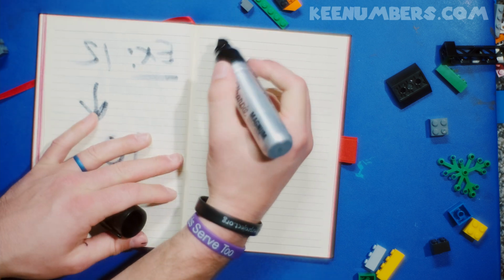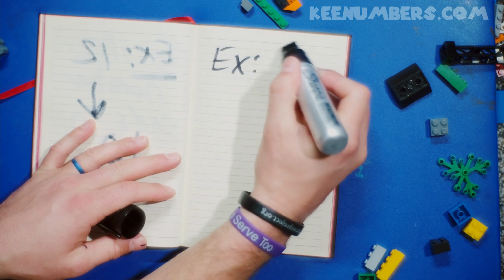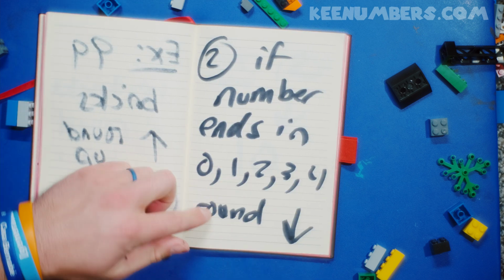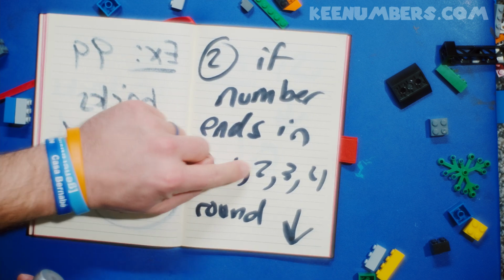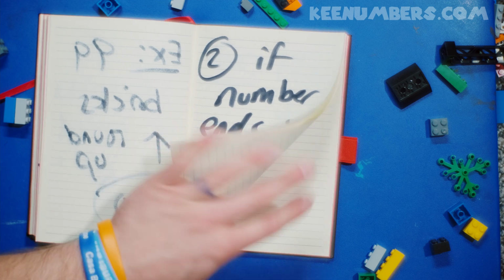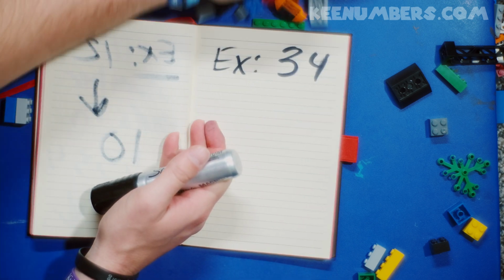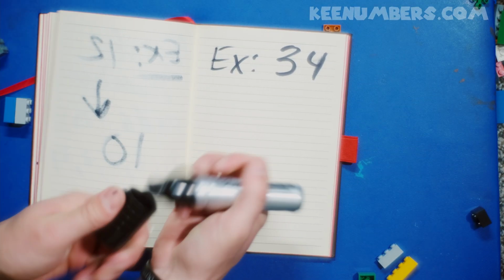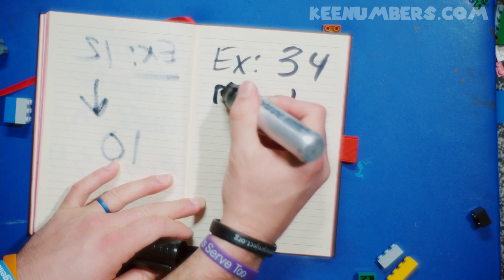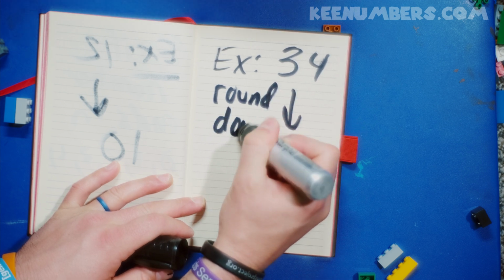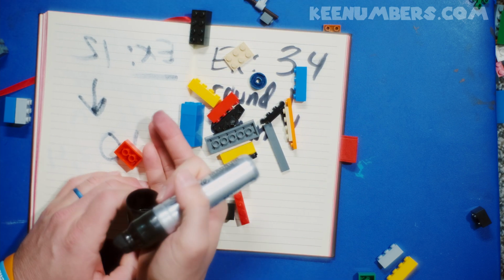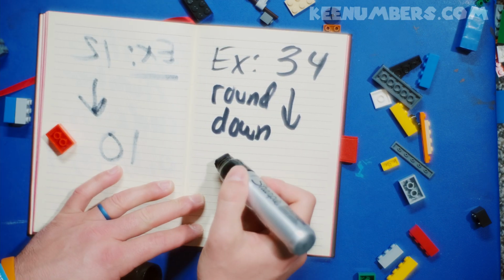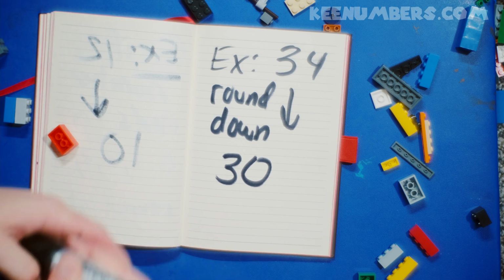All right, well, what if we had 34? It ends in 4. That was the rule. If the number ends in 0, 1, 2, 3, or 4, we round down. So instead of saying 34 bricks, you're gonna round down to the nearest 10. You're gonna round down to 30. That's the nearest 10.